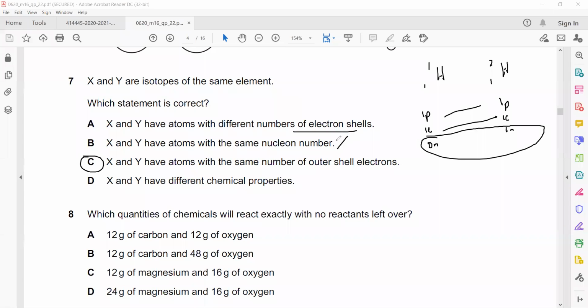They don't have the same nucleon number. They don't have different chemical properties, because the number of electrons in the outermost shell is the same. That's why they have similar chemical properties.